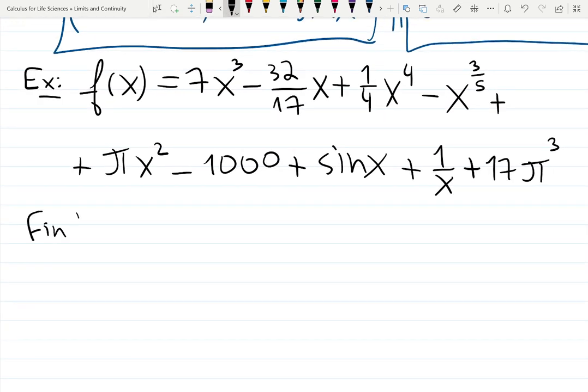Find f prime. And also, keep moving farther and farther. You used to be in the front lane. You should be here.